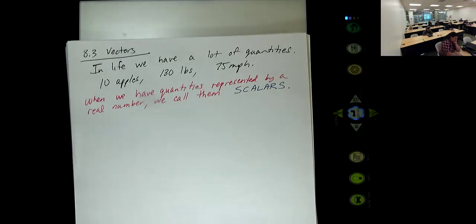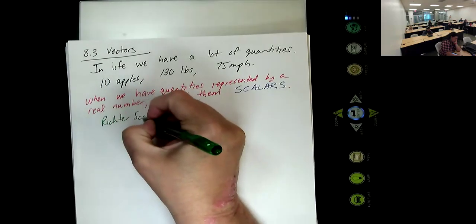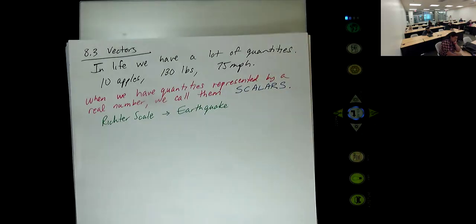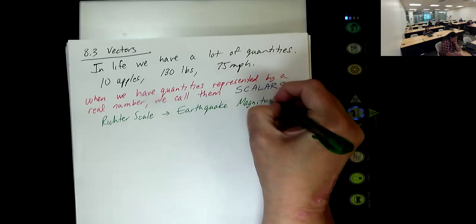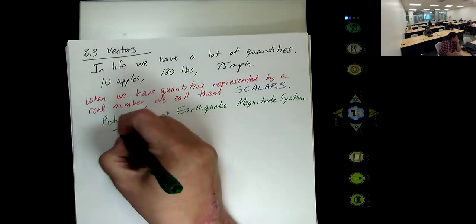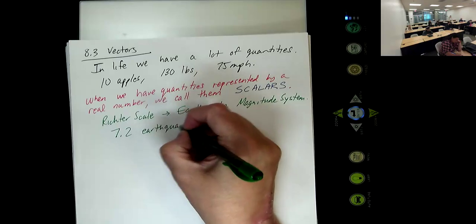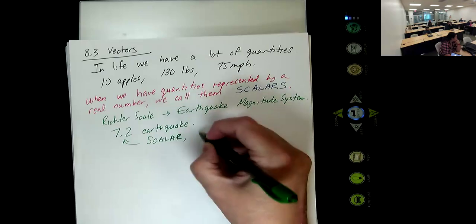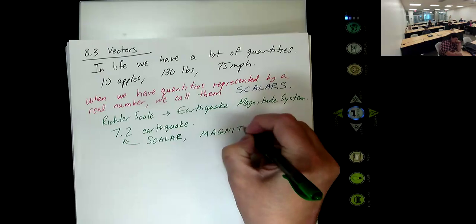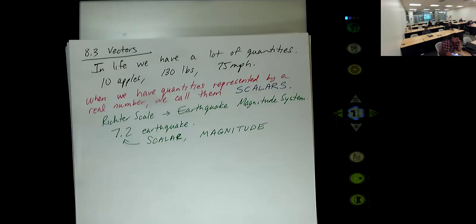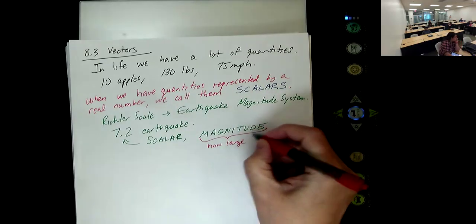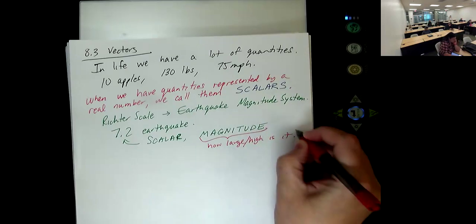Another example of this is the Richter scale. Earthquake magnitude system. So like a 7.2 earthquake. It's called a scalar. Another word for it though, and this is the reason why I brought up the Richter scale, is we could also call it magnitude. Magnitude is how large is it? Or high. In terms of the number.